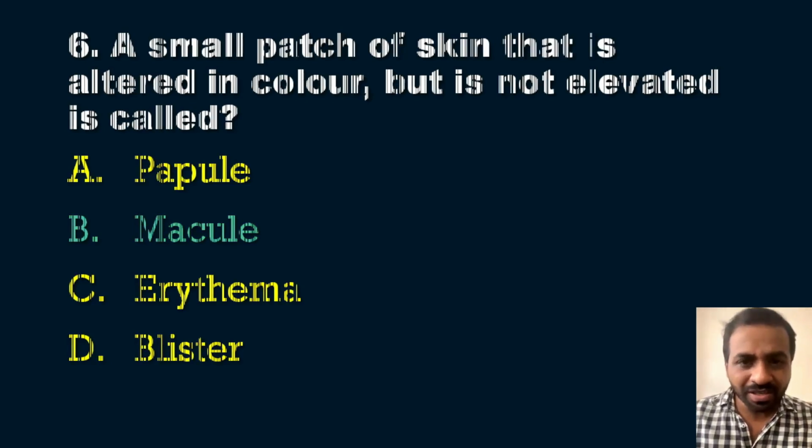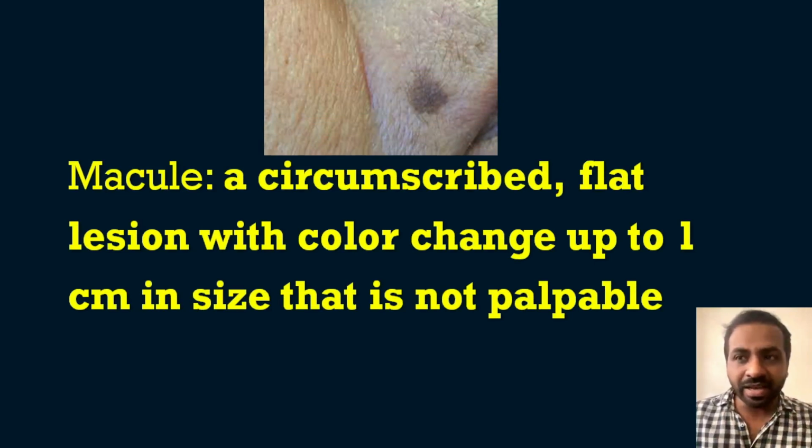Okay, so we will see with the help of some pictures. This is a picture of a macule. You can see that it is circumscribed, it is a flat lesion with color change, and it is up to 1 centimeter in size, that is not palpable. Okay, so that means there is no elevation, no depression, nothing. There will be a circumscribed flat lesion. So that is a macule, and that is the answer for the question I have asked.